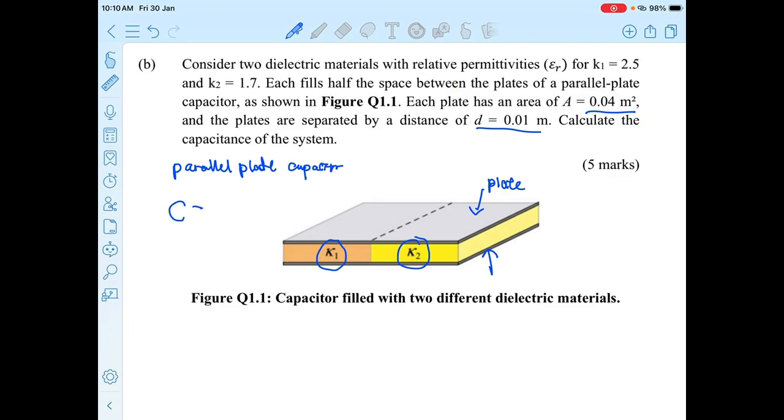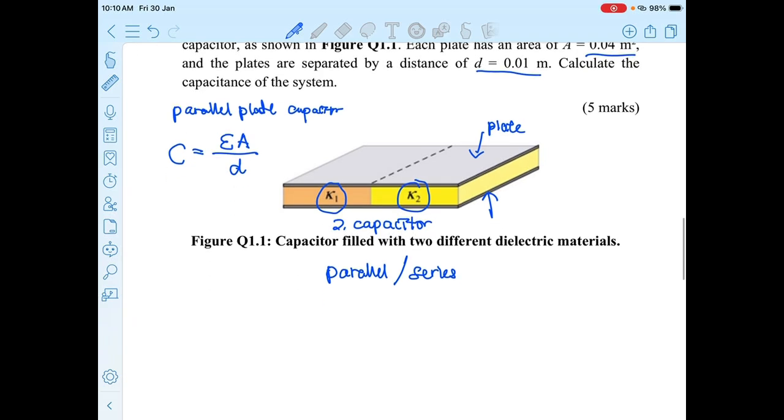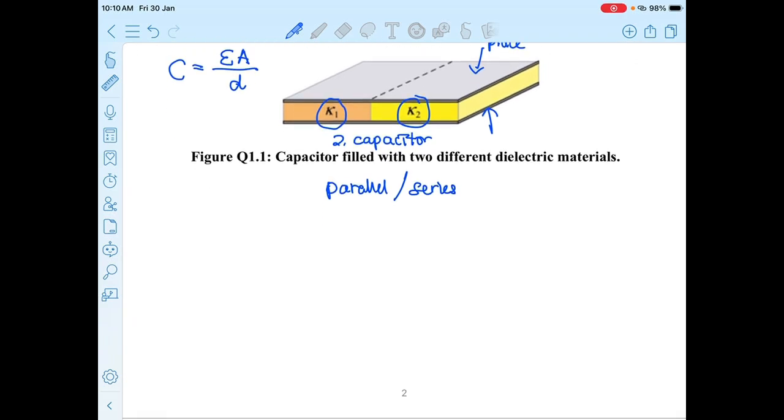What is the equation of capacitance for a parallel plate capacitor? In general, it is epsilon A over D. A stands for the area, D stands for the distance. Since we have two materials, it means we have two capacitors. So we have to decide whether it is parallel or series, because we need to find the total capacitance.